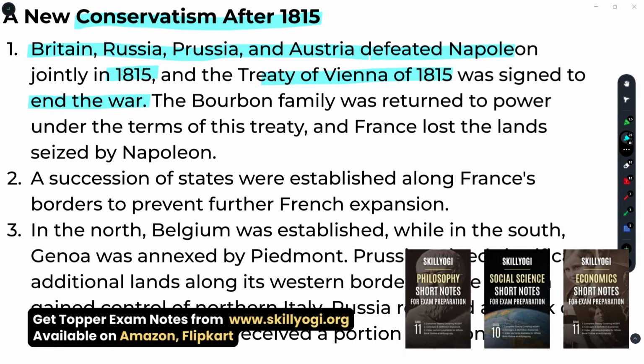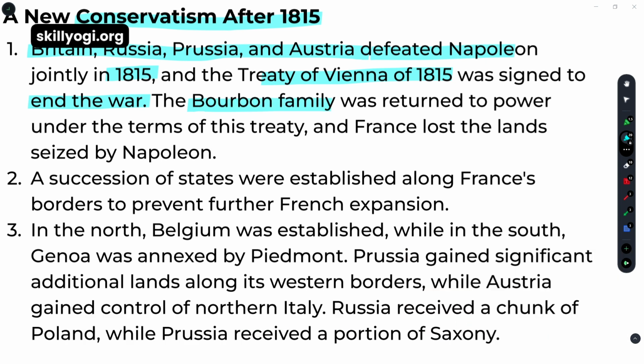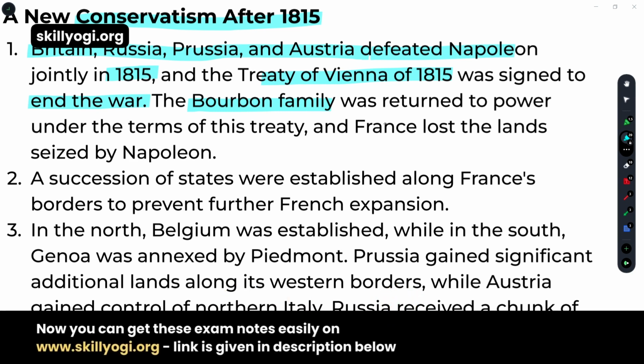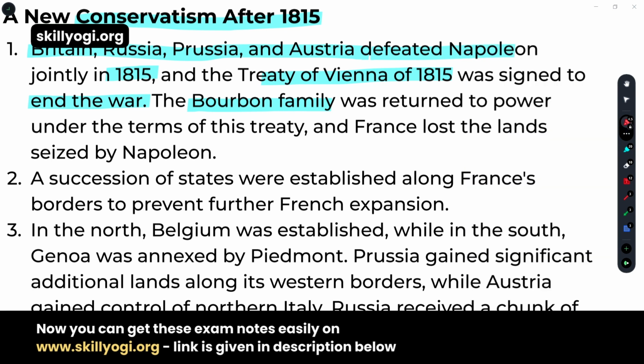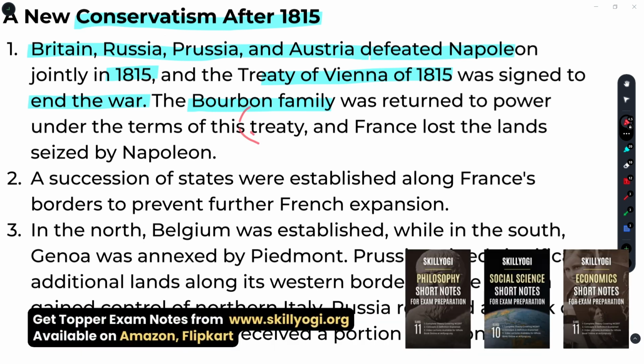Now come to the Bourbon family. The Bourbon family was returned to power under the terms of this treaty. That means all of you can understand the main thing was that the Bourbon family should get back their own power. So France lost the land seized by Napoleon. First we have to know who were the Bourbon family and when they ruled. The Bourbon family basically governed France.